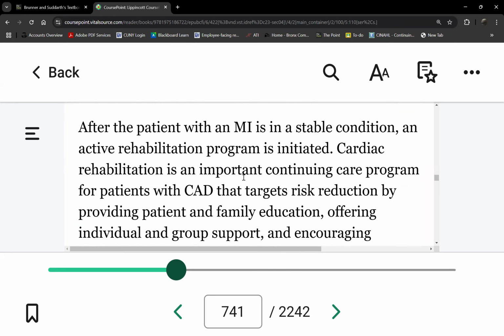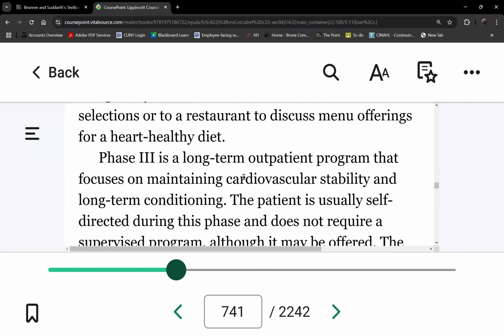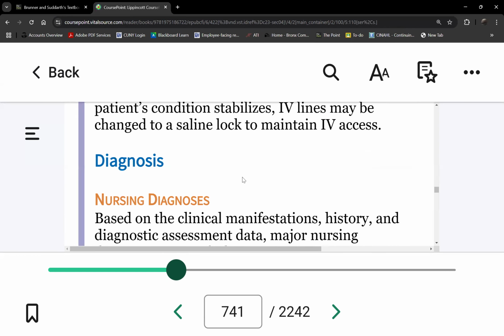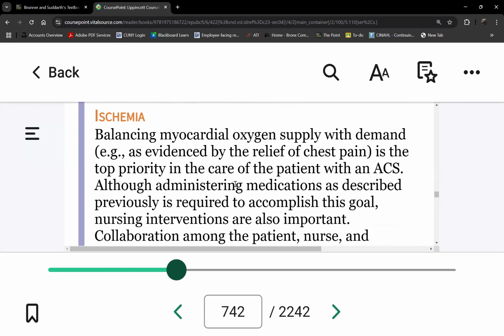We'll skip cardiac rehab. We're not testing cardiac rehab. All right, let's go to our responsibilities now.